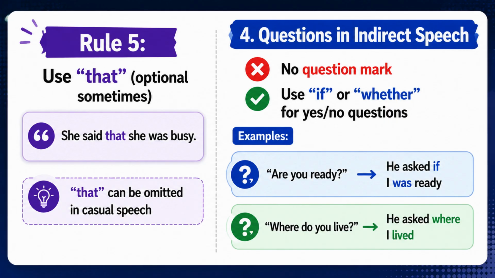The next rule is that we use "that" in indirect speech. She said that she was busy. In direct speech, she said, "I am busy." It becomes, she said that she was busy.